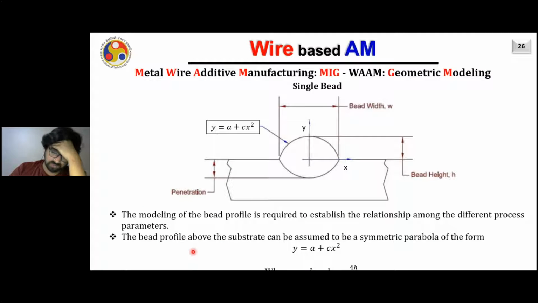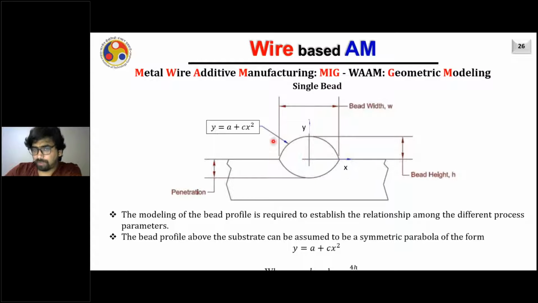So let us first discuss the single bead experiment. A single bead experiment is usually conducted to obtain the shape or the profile of the bead which you are depositing. Assume that the deposited bead's profile is parabolic, as you are seeing here, and it is represented by a curve y equals a plus c x squared. There will definitely be some penetration into the substrate as well. In such a case, I can easily find the values of the constants a and c, if I know the height and width of the bead.